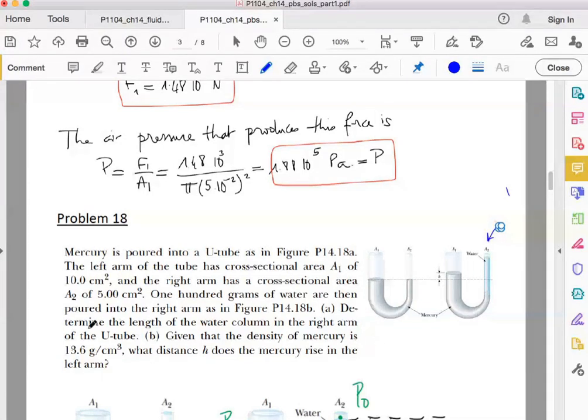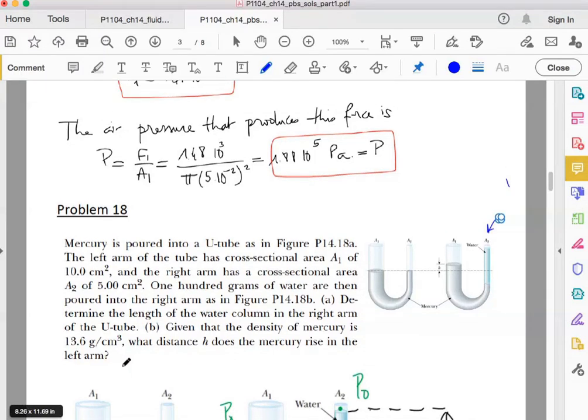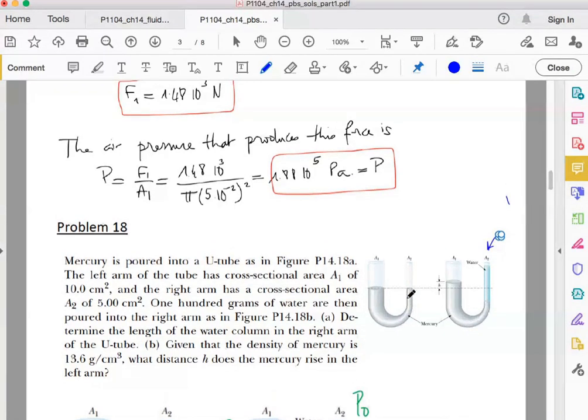Now, number 1, determine the length of the water column in the right arm of the tube. And number 2, given that the density of mercury is 13.6 gram per cubic centimeter, what distance h does the mercury rise in the left arm? So the first thing you have to determine is the height of this column. Let's call this height, for example, h water. So you have to determine h water in the first question, and then you have to determine h in the next question.